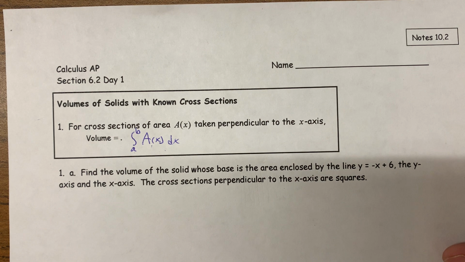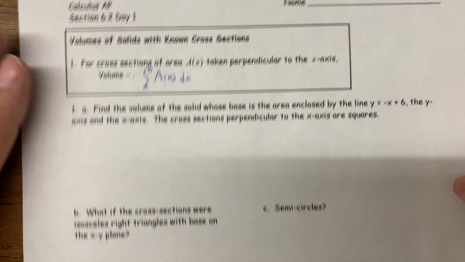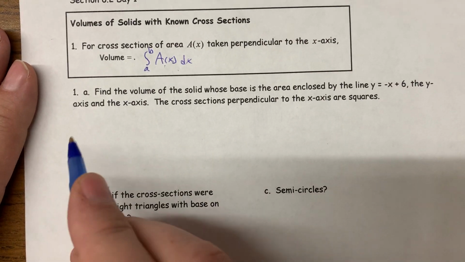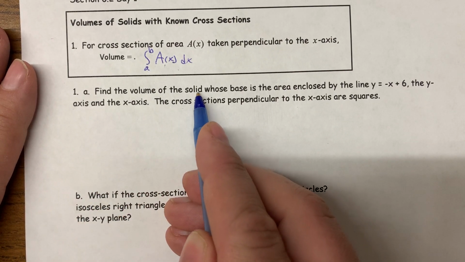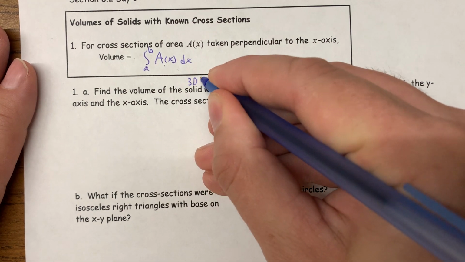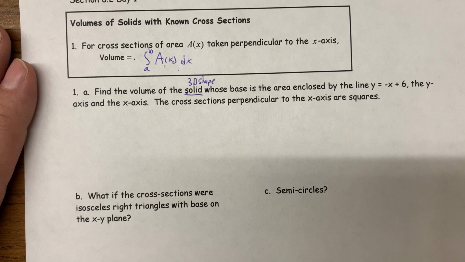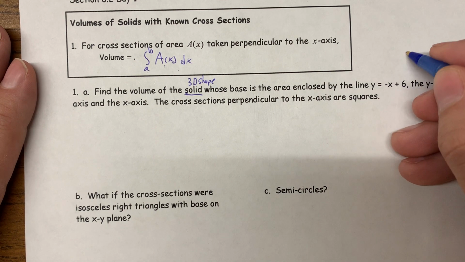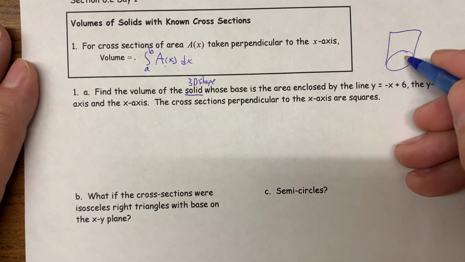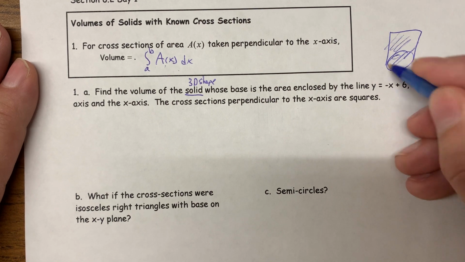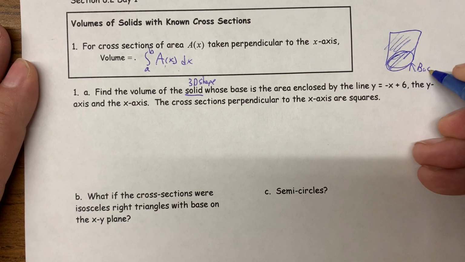More commonly, we have ways to figure out the area of each cross section and calculate it using some geometry. And we'll see that right now. So here's an example. Find the volume of a solid. A solid is a 3D figure. A solid is a 3D shape whose base, so the base of a 3D shape is like what's on the ground that's not sticking out. This is the base, okay?